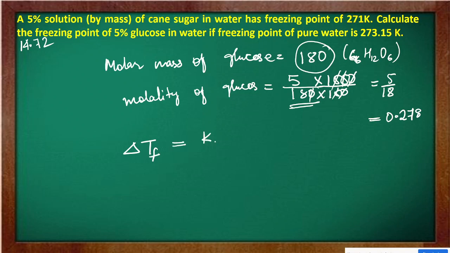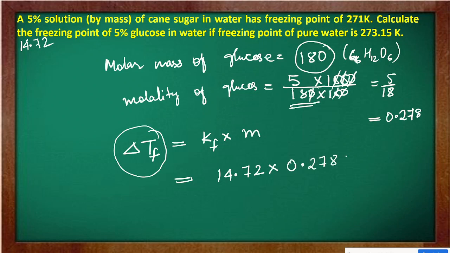is equal to Kf into m. Now here the value of delta Tf is unknown to you. You don't know the change in the freezing point. So the Kf value you got from the earlier solution was 14.72, into the value of molality you got, 0.278. Now if you solve this, 14.72 multiplied by 0.278, you will get 4.09. This is your 4.09 degrees. This is your change in the freezing point.